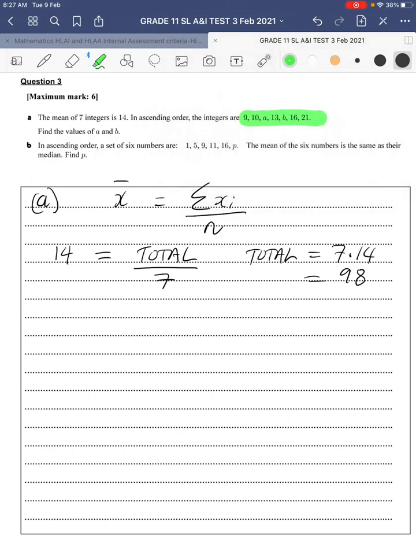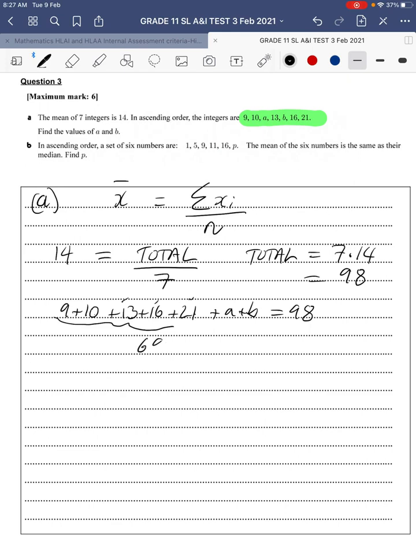So all of those numbers added together have to equal 98. So we've got 9 plus 10, I'll do all the numbers first, plus 13, plus 16, plus 21, plus A plus B have to be 98. When you add up these numbers here, that's 20, 30, 40, 49, 50, 60, 69.